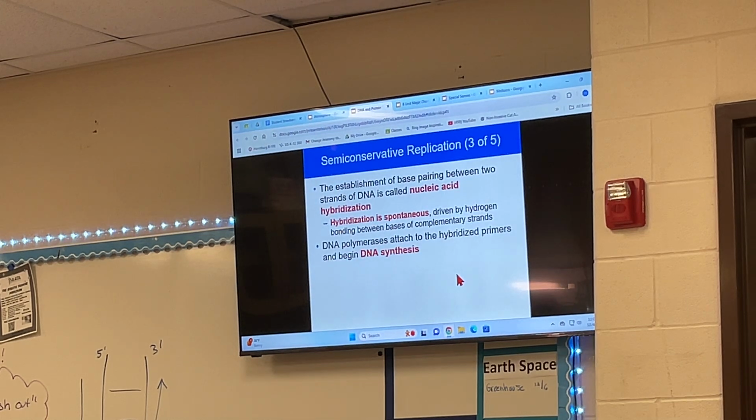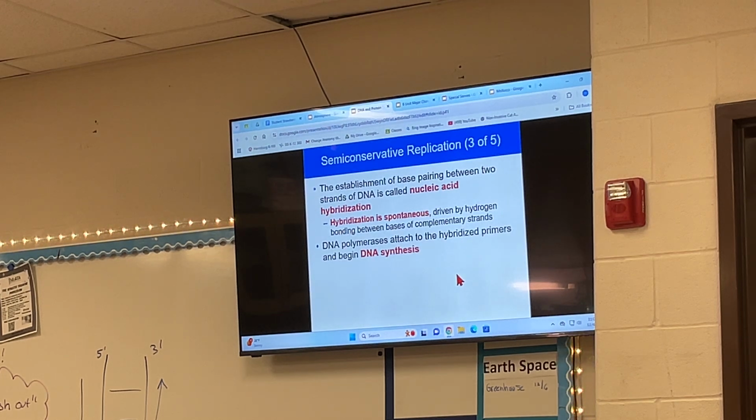Alright, so nucleic acid hybridization: basically what that means is the hydrogen bonds are going to form kind of spontaneously between the nitrogen bases. It's kind of like a magnetic pull almost. The adenines and the thymines can't help but be pulled together, and the same thing with the guanines and the cytosines. Those hydrogen bonds just automatically get attracted to each other between the two different bases.